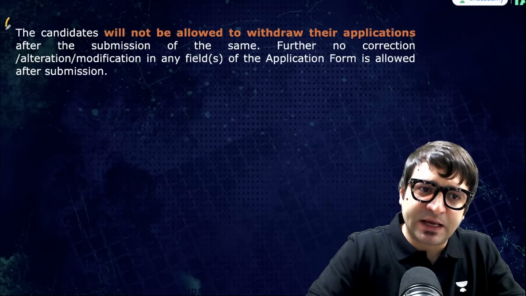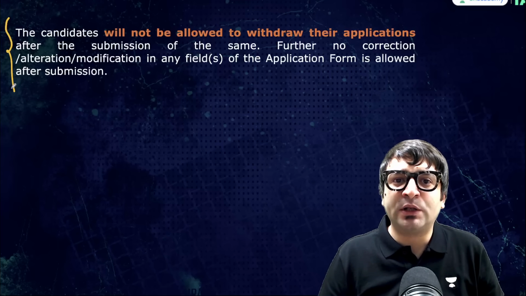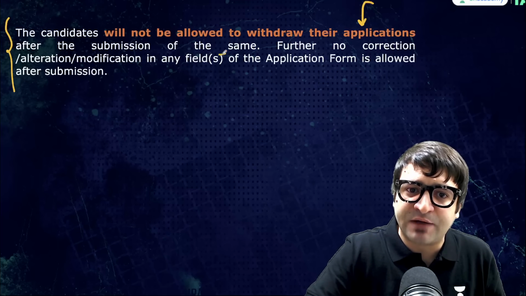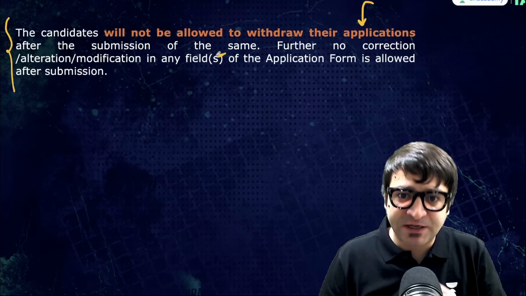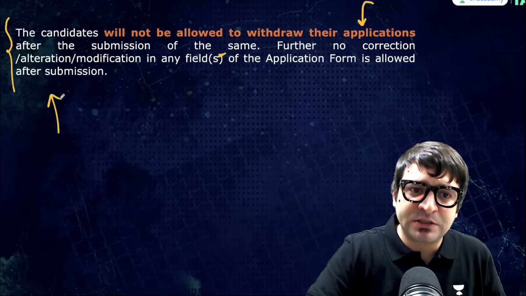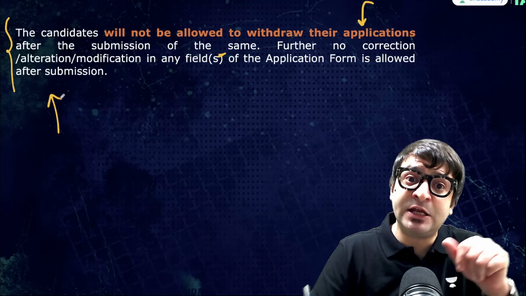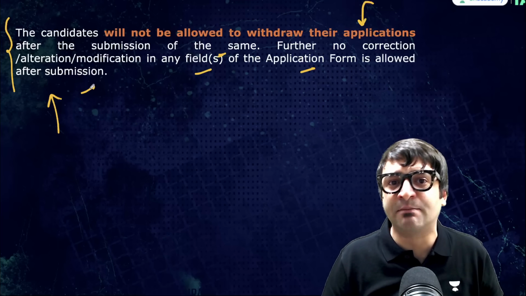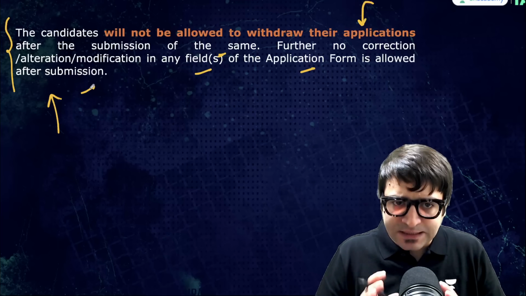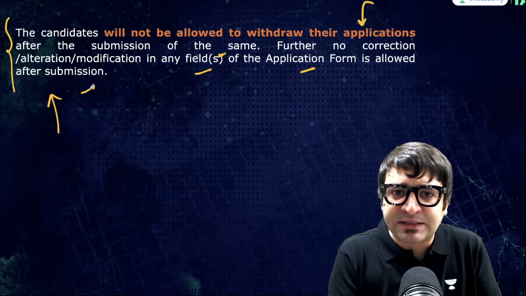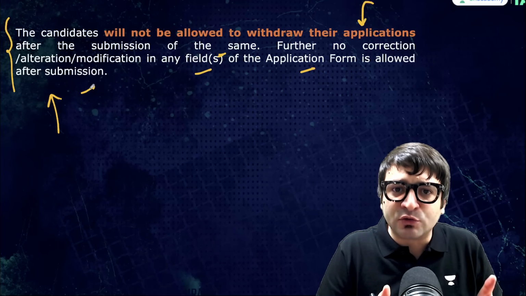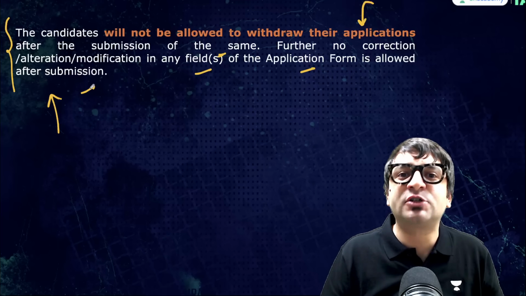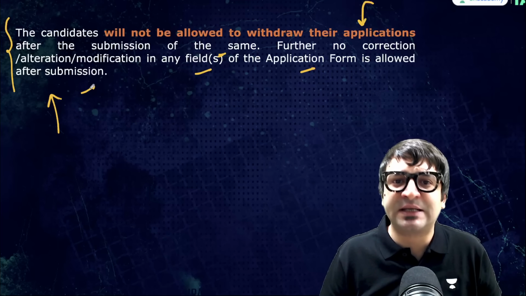When you are filling up the common application form. Now listen to me carefully. The candidates will not be allowed to withdraw their applications after you have submitted the same. Further, no correction, alteration, modification in any of the fields in the application form is allowed after submission. What does that mean? Does that mean when you fill your examination form, you cannot withdraw, which means that it will be counted as an attempt? No, it won't be counted as an attempt.